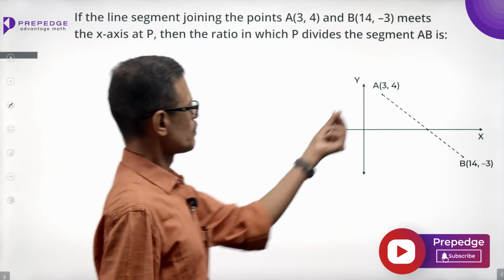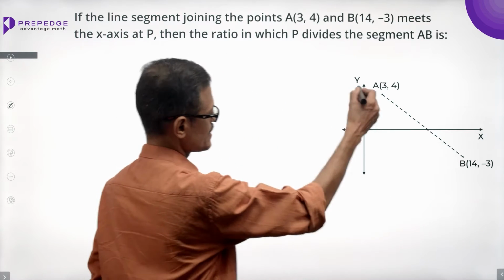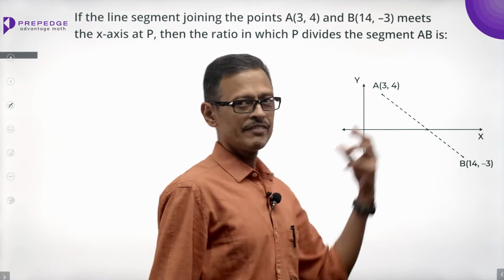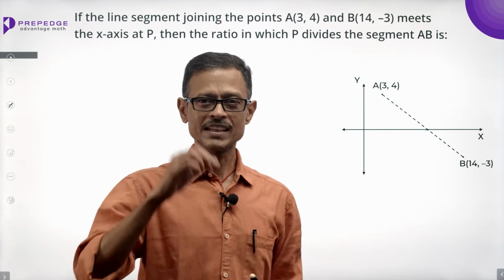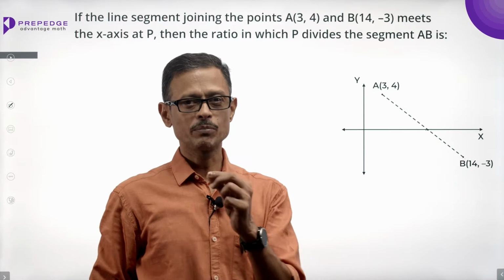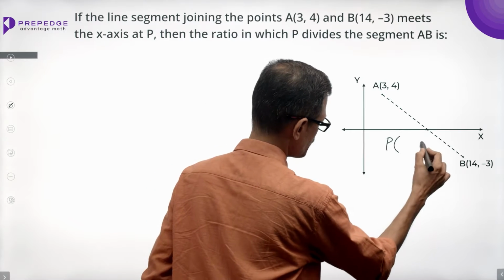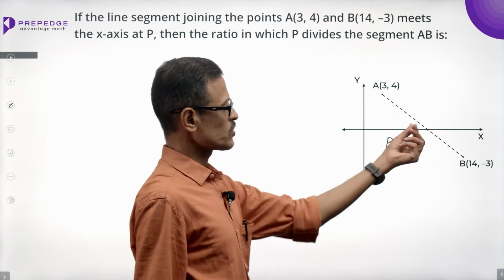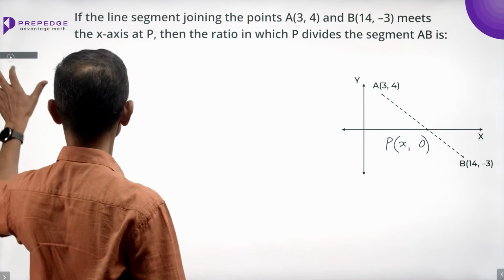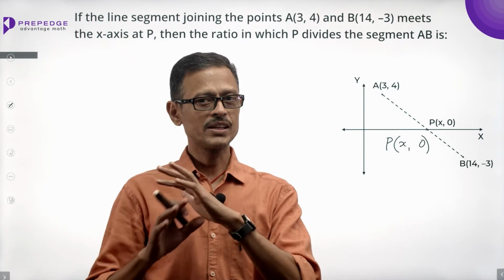If we draw it on graph paper, point A coordinates are 3, 4, point B coordinates are 14, -3. The line segment cuts the x-axis at point P. So this is point P for us. Point P evidently is on the x-axis, right? It is clear that point P is on the x-axis. For any point on the x-axis, an important property is that its y coordinate is 0. The x coordinate we don't know, so let's take it to be x. So the coordinates of point P are x, 0.